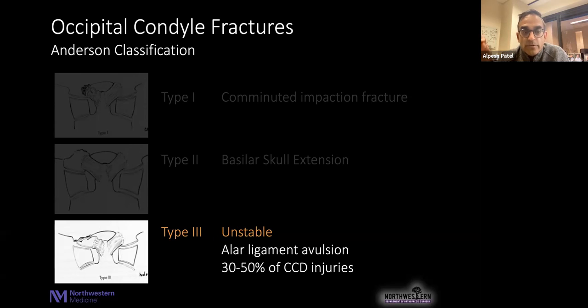And this is one where you do see a dissociation or a fracture through the occipital condyle. You'll see it in maybe up to half of craniocervical dissociations. So if you see a type 3 occipital condyle fracture, again, index of suspicion gets pretty high for a bigger craniocervical injury.